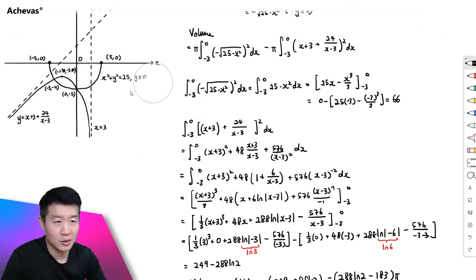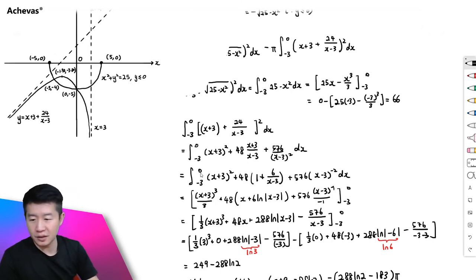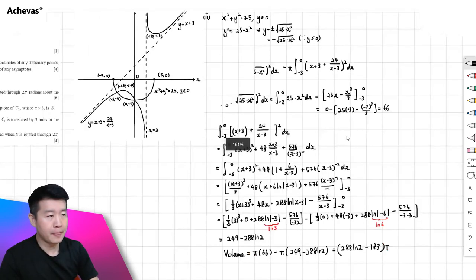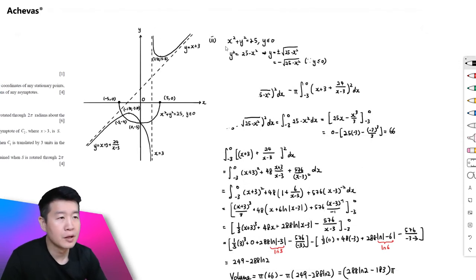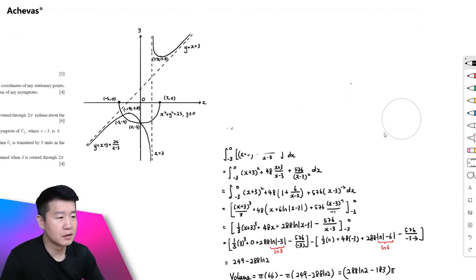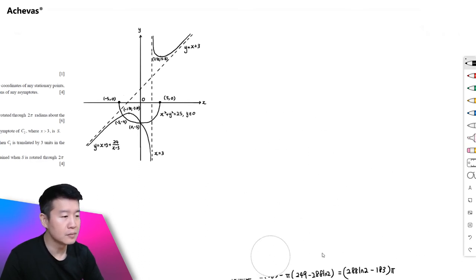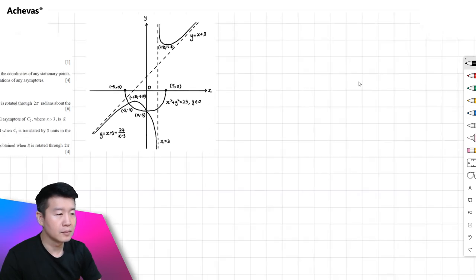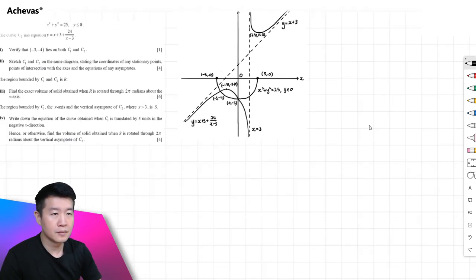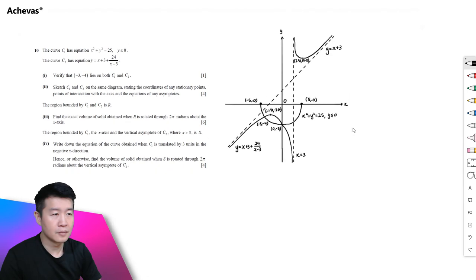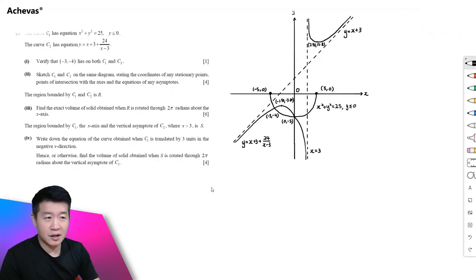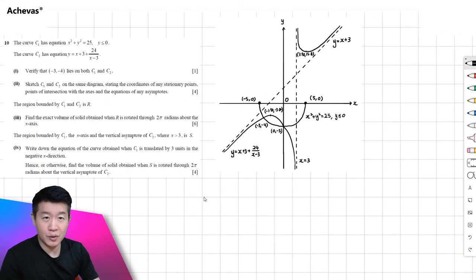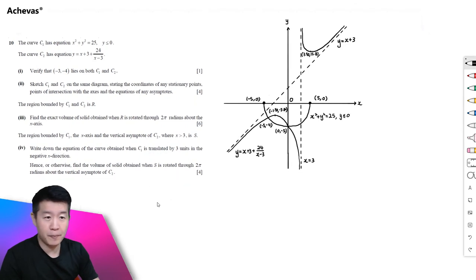Okay, let's take a look at the next part of the question. Let me erase this first. The next part of the question is actually pretty okay. I have mentioned this on the Achevas TV under integration area and volume, how we can do something that is like part 4.